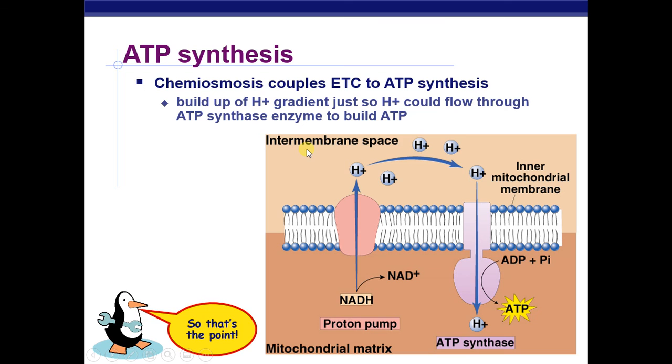So we call this process of hydrogen ions diffusing back through ATP synthase chemiosmosis. And that's what really couples ATP synthase with the rest of the electron transport chain. We build up this gradient to power ATP synthase. That's the whole point. So if you think about it, all the food that you eat has the job of powering a proton pump. It's kind of a really weird way to think about it.